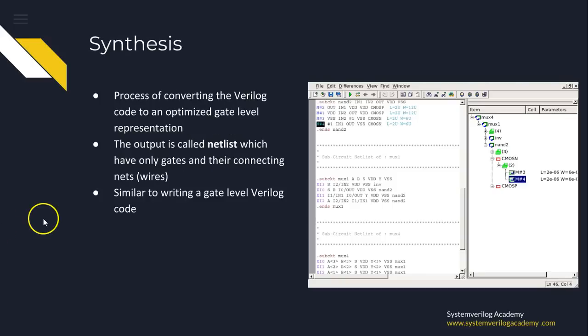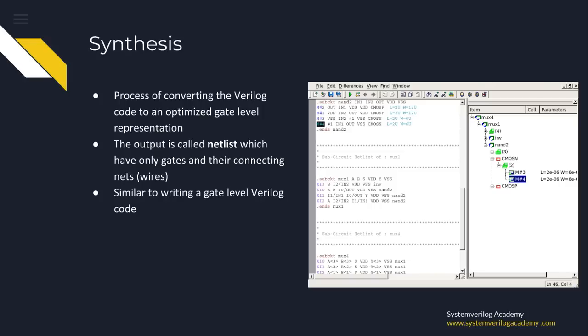Synthesis. Synthesis is the process of converting the Verilog or SystemVerilog code to an optimized gate-level representation of the equivalent circuit. The output of synthesis is called a netlist.